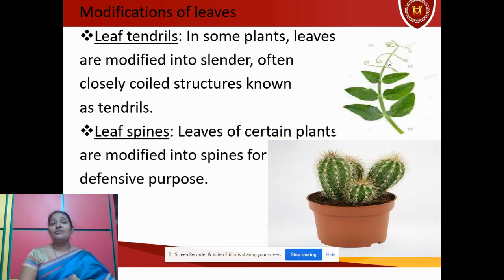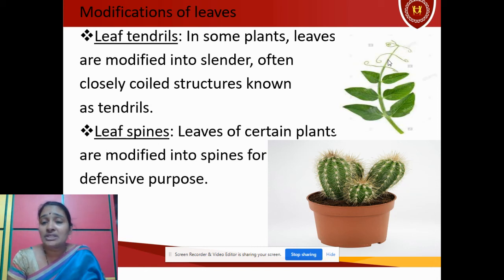next, what are the modifications of leaves? They are tendrils. You can observe the first image. In some plants, leaves are modified into slender, often closely coiled structures known as tendrils. Very thin. This you can observe in the pea plant. Next, leaf spines. For this you can take the example of cactus, a desert plant.